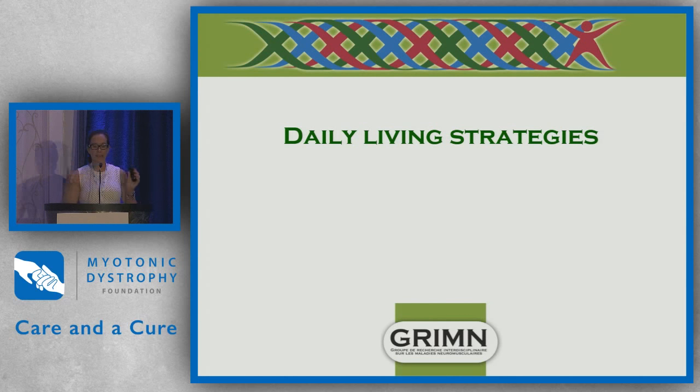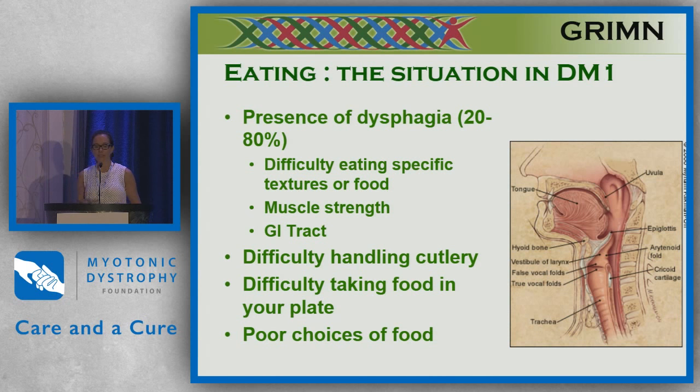So now getting back to the daily living strategy. The first thing I want to discuss with you is eating, okay? In DM1, there are a lot of people who may experience progressive difficulty with eating certain food, and that's what we call dysphagia. This is related partly because there is muscle here, as part of the GI tract and as part of the swallowing.